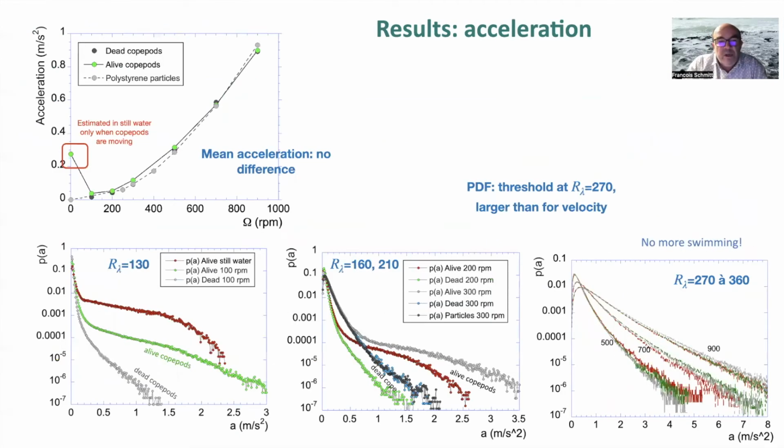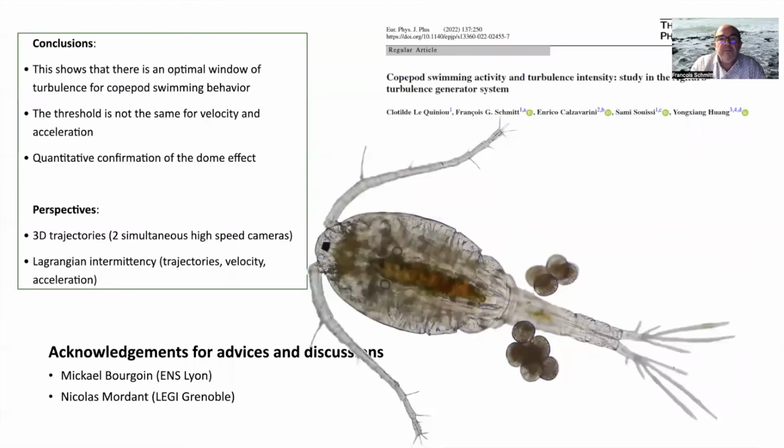We did the same for acceleration, and we see here the different comparisons. On the right, with large Reynolds numbers, there is no difference in the acceleration PDF. In the central panel, we see differences between alive and dead copepods for the PDF of the acceleration, and on the left panel, the same. So we have the same phenomenon for acceleration, but the threshold in Reynolds number is a bit larger.